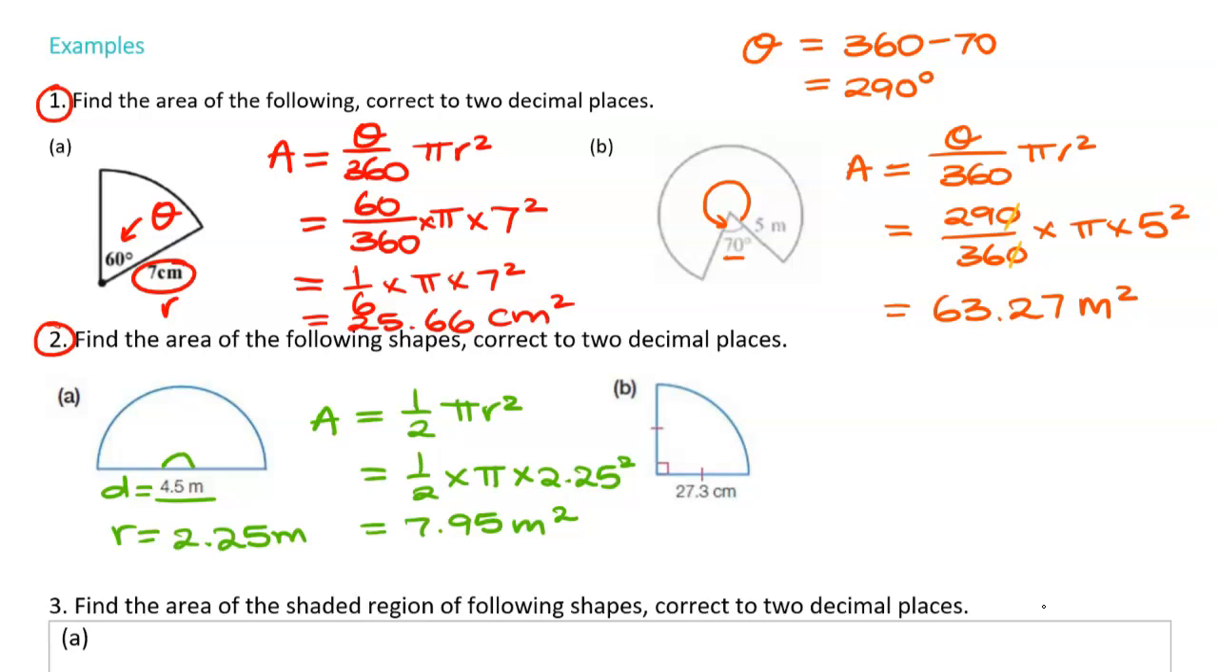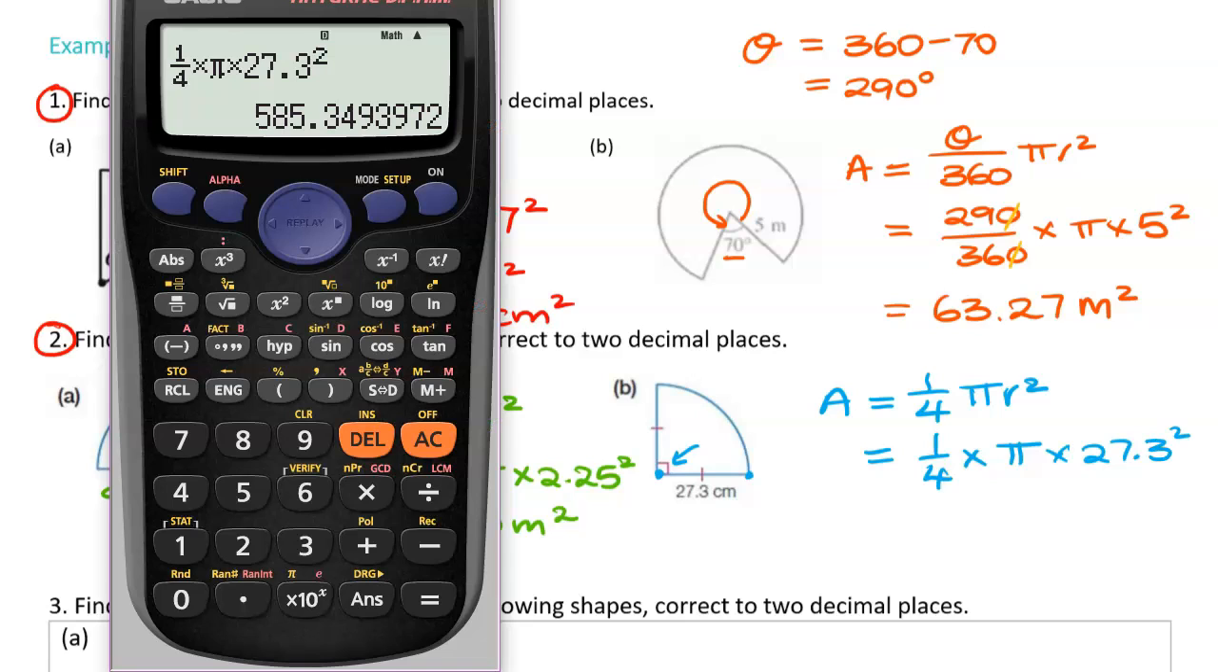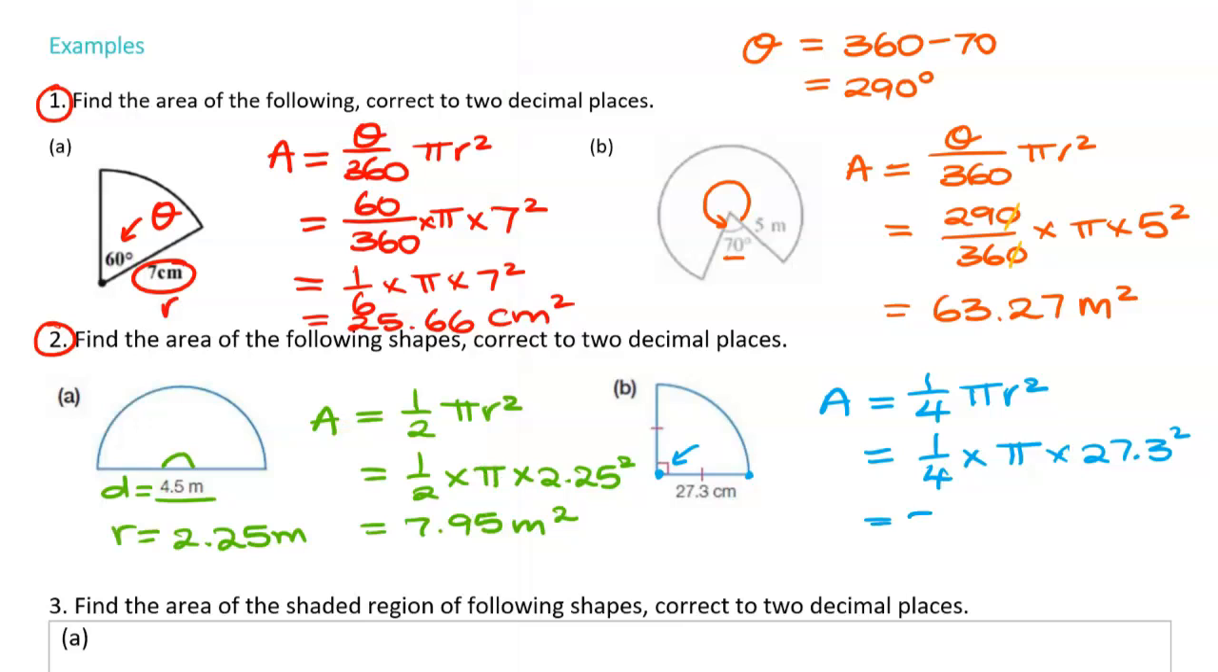And for the last example of a sector, A equals, how much of a circle is this? This was a quarter. We know because there's a little right-angled sign there. So pi r squared, a quarter, nearly wrote a half there, a quarter times 27.3 squared. Now let's put that into our calculator and we get 585.35. And our units, centimetres squared.